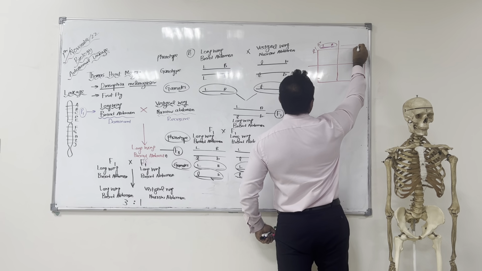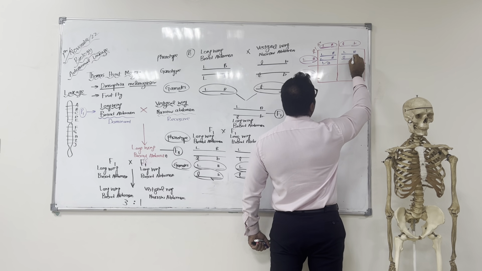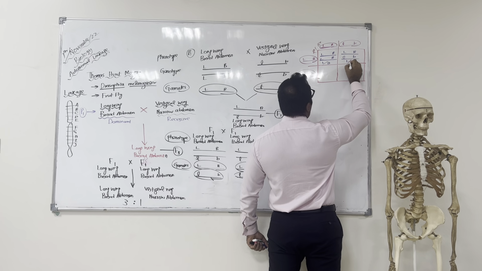So what will it be? Long wing, broad abdomen. I'm writing LB like before, but you will write it completely. This one joined with this, so it will be capital L, capital B, small l, small b. Again it will be long wings, broad abdomen. Got it? This one joins with this one, so it will be capital L, capital B, small l, small b, and it will also be long wing, broad abdomen.